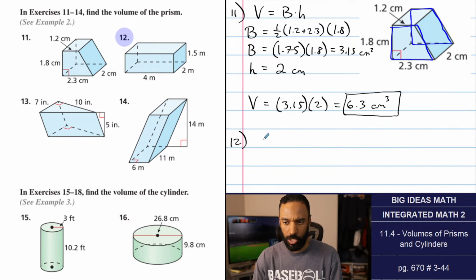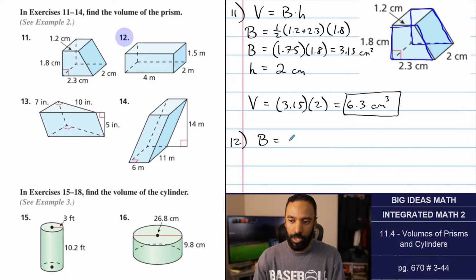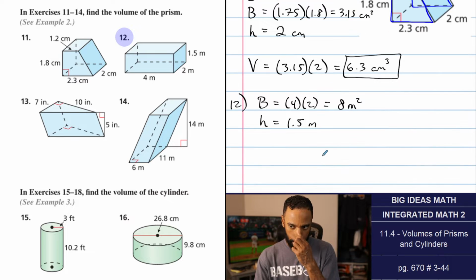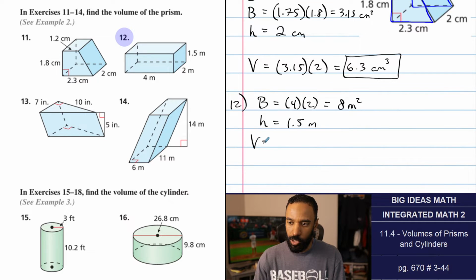I'm not going to copy paste this one. The area of the base, I'm going to use the 4 and the 2, the bottom. So 4 times 2 is 8. That's 8 square meters. The height of this one will be 1.5 meters, the distance between the bases. So the volume is going to be area of base times height. And 8 times 1.5 is 12. You get 12 cubic meters.